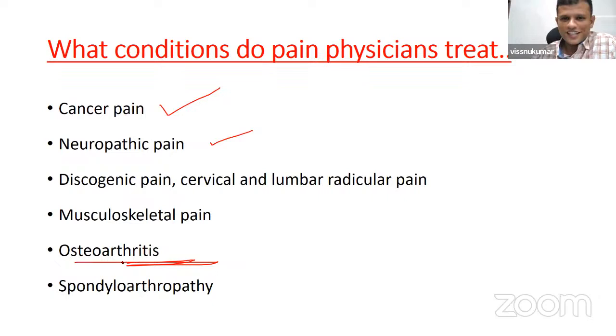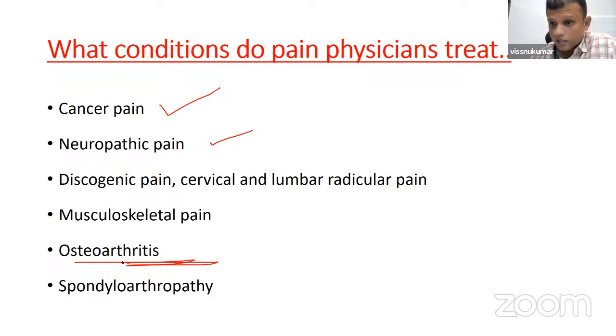I started this procedure at 6 a.m. in the morning, and at 9 o'clock when I came for a review, he was just walking off. So that gives happiness. Ideally, such candidates have to be posted for TKR, but due to the complications in the post-operative period, he told me, no sir, I'm not ready to accept this, I'll go for radiofrequency ablation. So he had an excellent result.